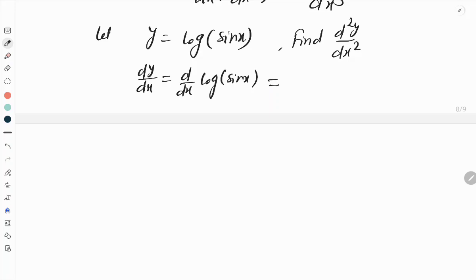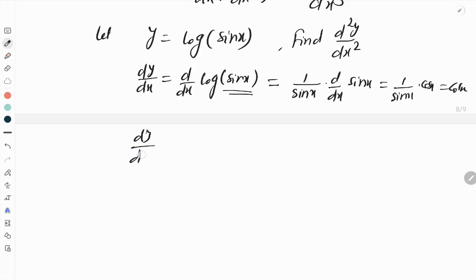One thing will be in your mind: you will say, sir, I will treat it like x, then the differentiation of log x is 1 upon x. But it is not x, it is sin x, so I will write its derivative again: dy by dx is 1 upon sin x into cos x. The derivative of sin x is cos x, so cos x upon sin x becomes cot x. So from here you are getting dy by dx equal to cot x.